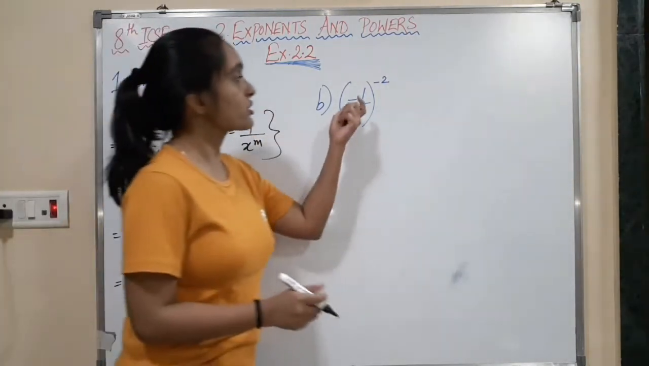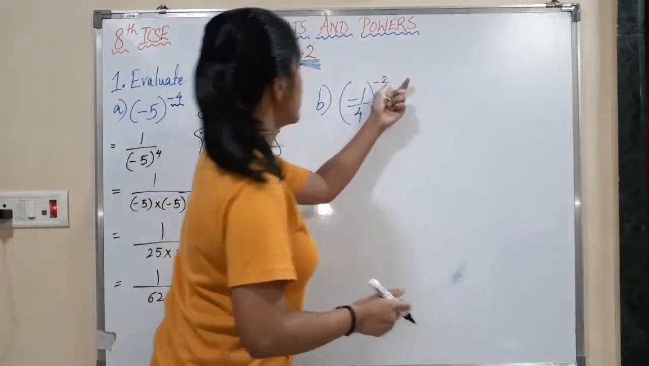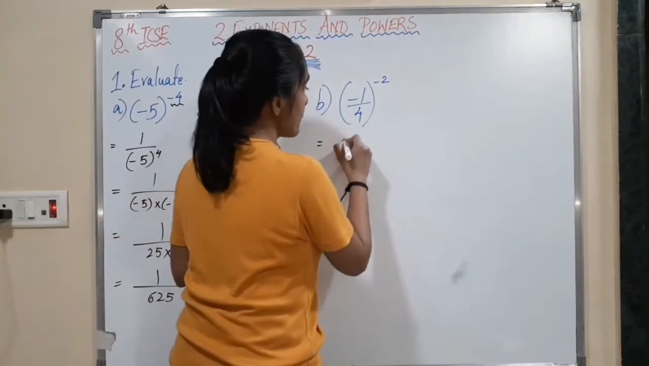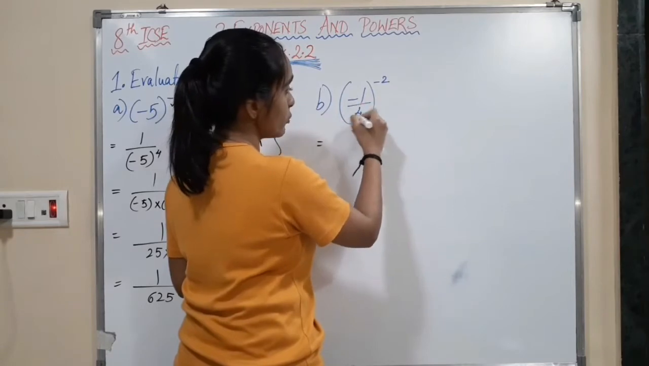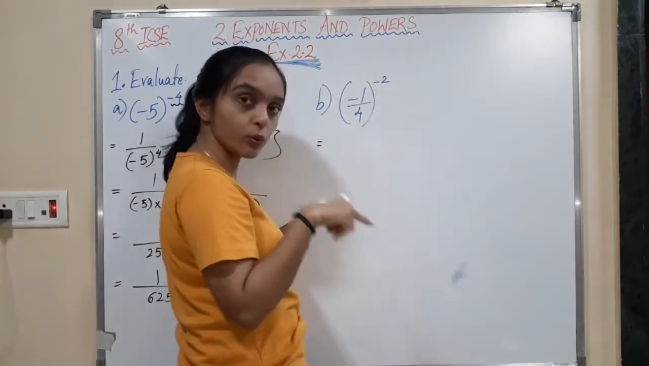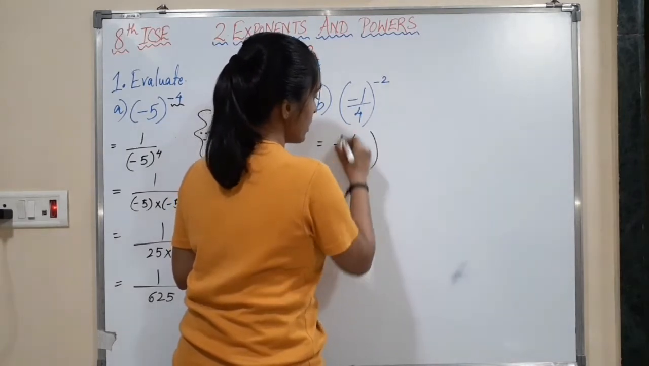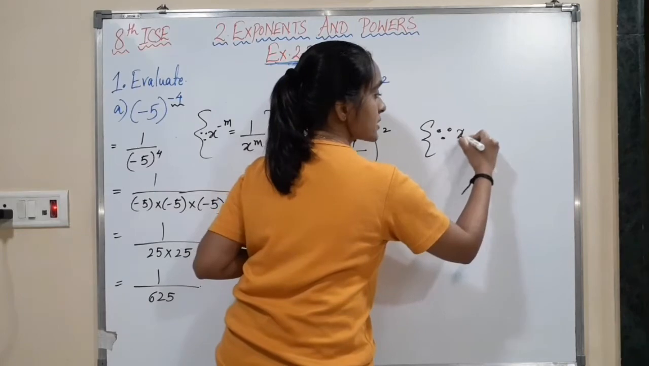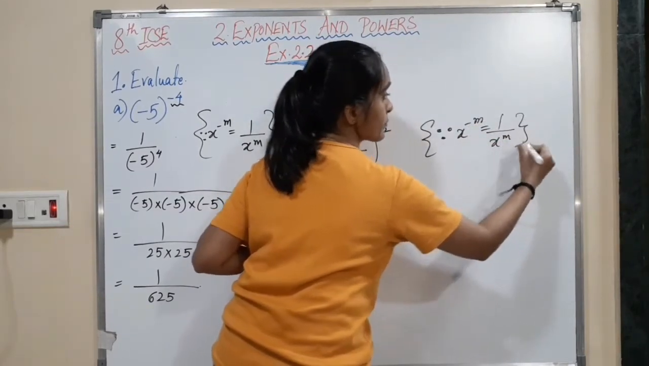Now the second question, minus 1 upon 4 raised to minus 2. So here again we can use the same law. So you will get the reciprocal of this number. So minus 1 upon 4 will become minus 4 upon 1 raised to 2, using the same law, that is x raised to minus m equals 1 upon x raised to m.